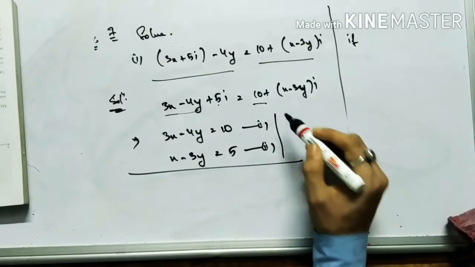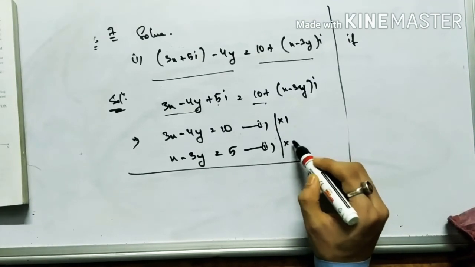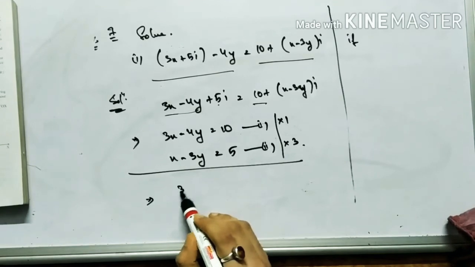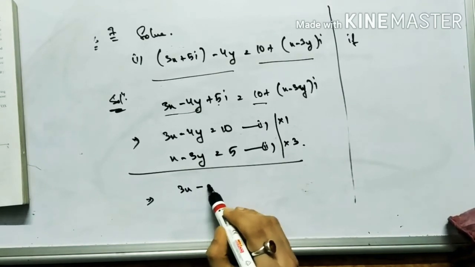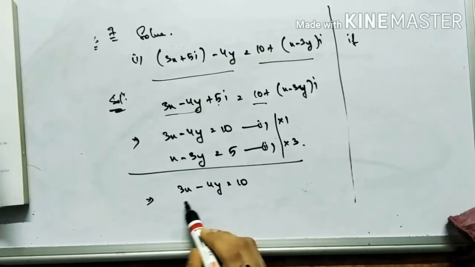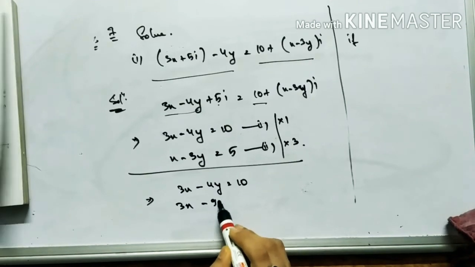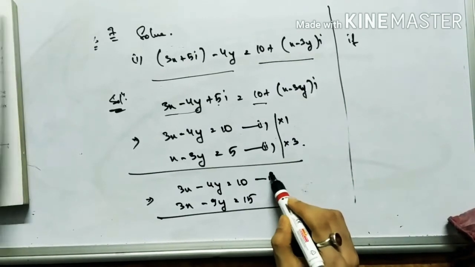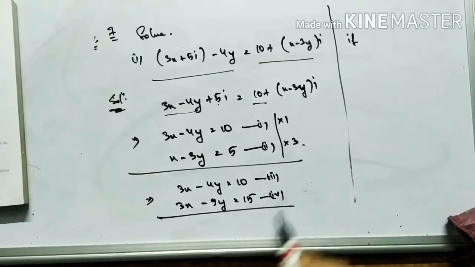We have already learned in general mathematics. I will multiply this with 1 and this with 3. So this one I will get 3x minus 4y is equals to 10, and 3x minus 9y is equals to 15 I will get. This is equation number 3 and this is equation number 4.